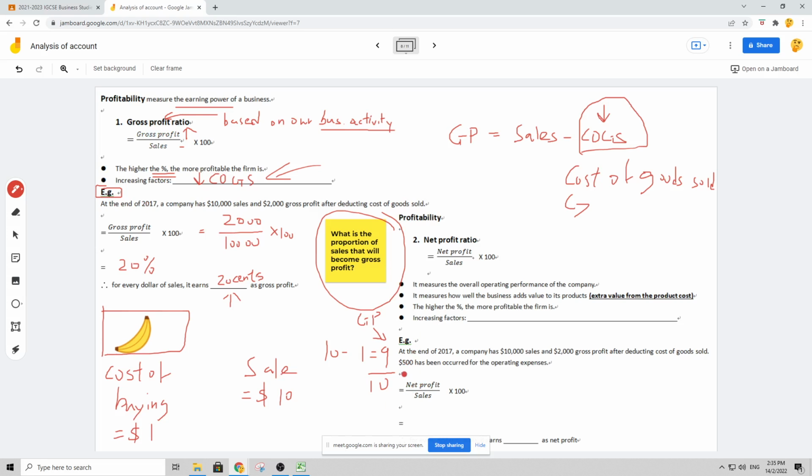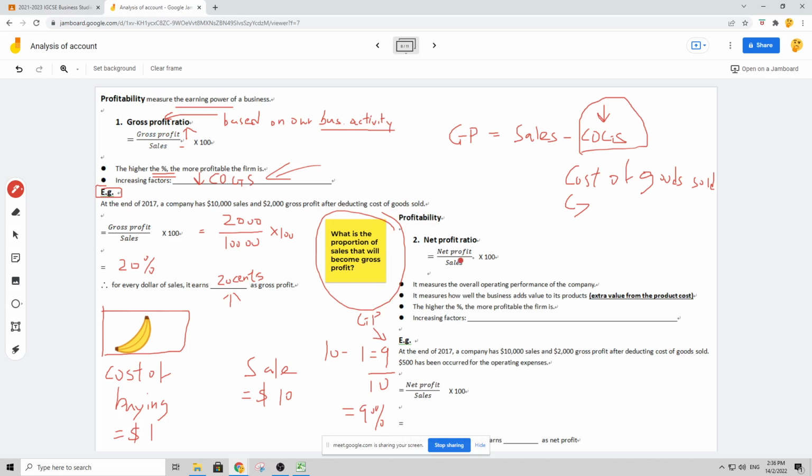And then you are able to find out, wow, basically, for each banana that I'm selling, each one that I've sold, 90% of the sale is all my profit. So which is a very big profit. Okay, so 90%. That's very good. If you convert it into an expression here, for each dollar of sales, you earn 90 cents as gross profit. That's a lot. Every time when you're selling one.